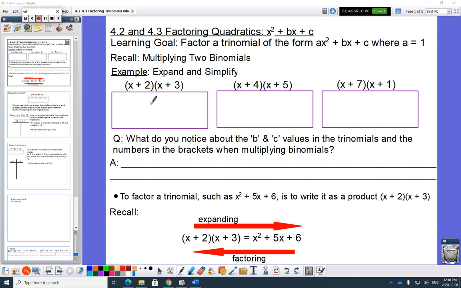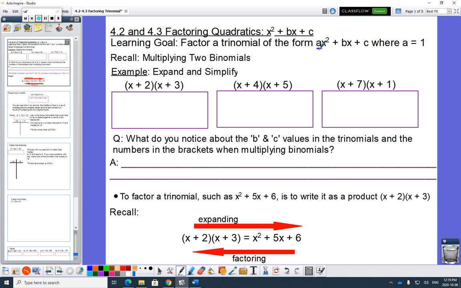Okay, so we are going to continue factoring, which is the reverse of FOIL. This time in this section we are going to have trinomials. So this looks like standard form, x squared plus bx plus c. 4.2 and 4.3 are the same thing. They are where the first value in standard form is 1. And then tomorrow morning we'll do what happens when it's not equal to 1.